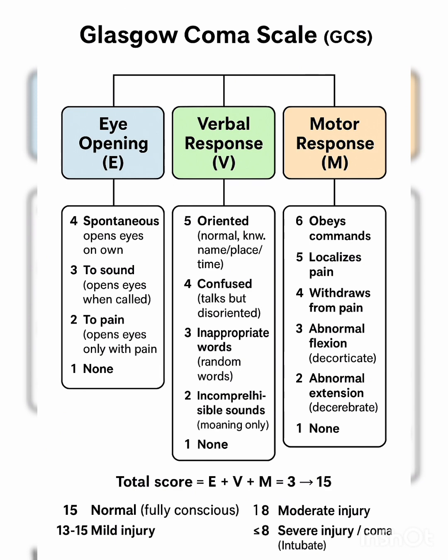GCS has three components. These are eye opening, verbal response, and motor response. Each has a score, and the total score is 15. The first one is eye opening. It has 4 points. Spontaneous is marked as 4. Patient opens eyes without any stimulation. Example: patient lying on bed opens eyes and looks around on their own. It's marked as 4 or spontaneous.